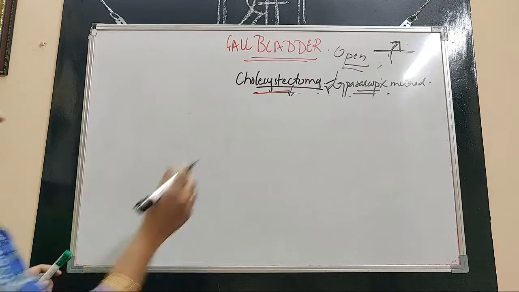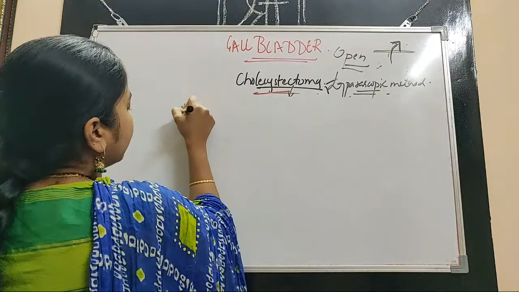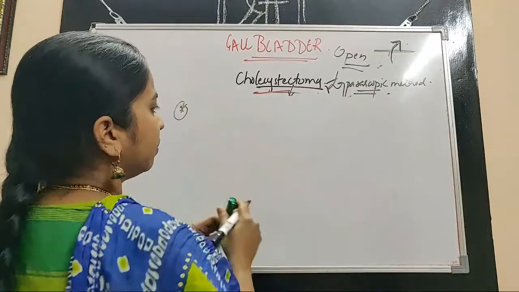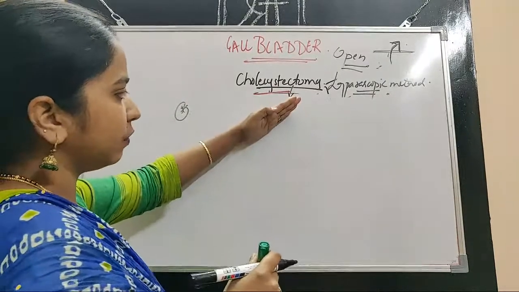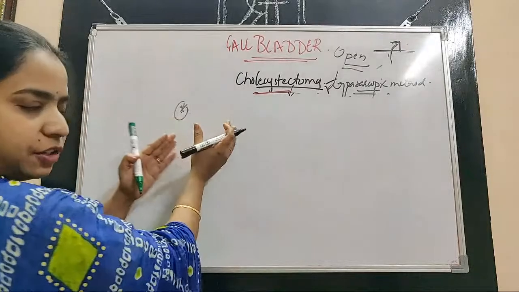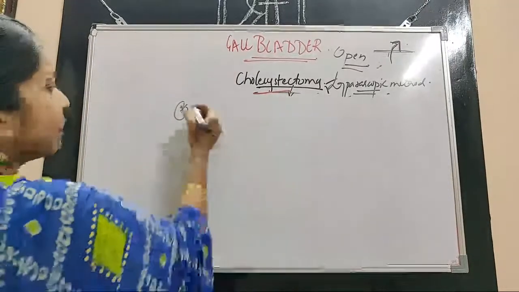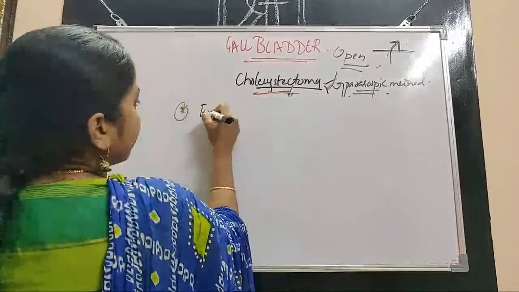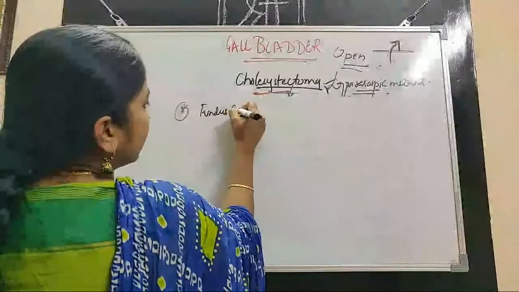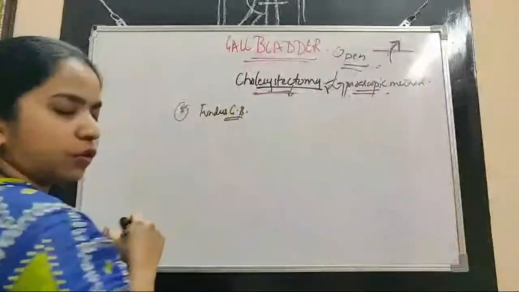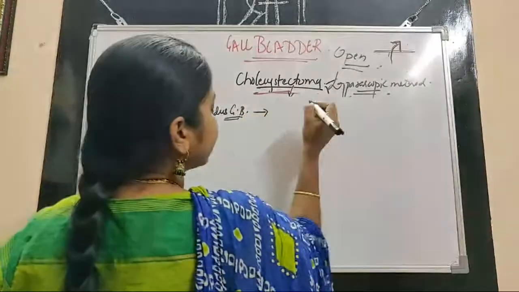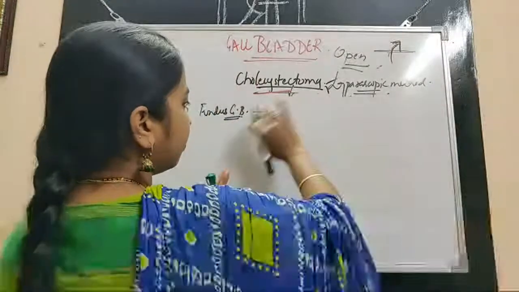Now once it is in reverse Trendelenburg with a little bit of left shift, this will help us to expose the fundus of the gallbladder more clearly. Once we find the fundus of the GB, the next step is retracting the fundus of the gallbladder.